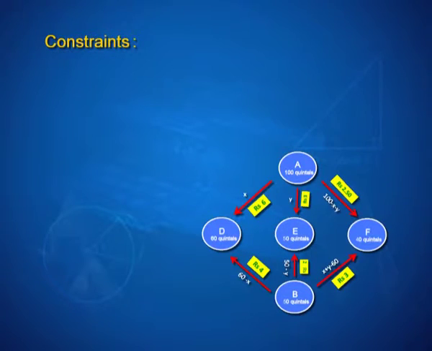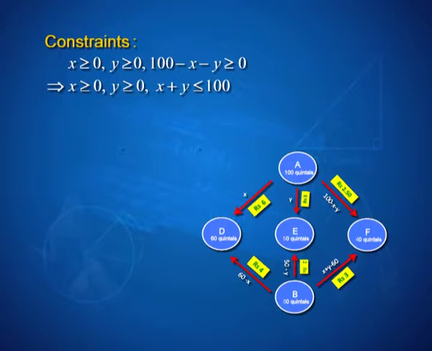Something very obvious. The amounts transported from godowns to the shops all have to be positive quantities, and that is where we start building up the constraints. And therefore, in this situation, we start with of course the assumption that X and Y are both positive. 100 minus X minus Y also must be greater than or equal to 0. Therefore, you get 3 conditions from here: X is greater than or equal to 0, Y greater than or equal to 0, X plus Y less than or equal to 100.